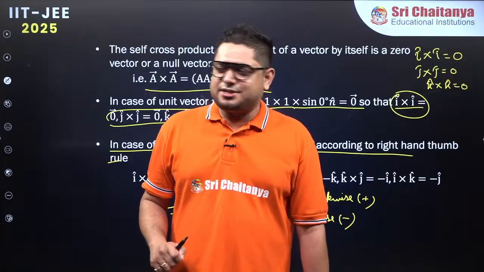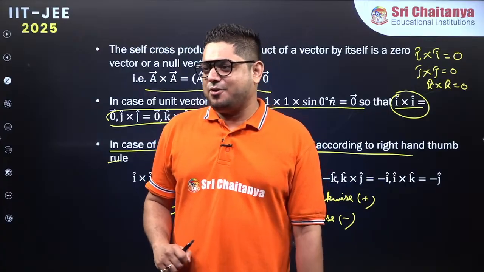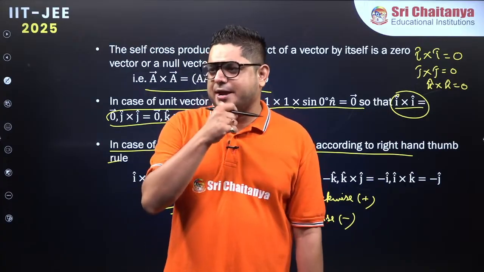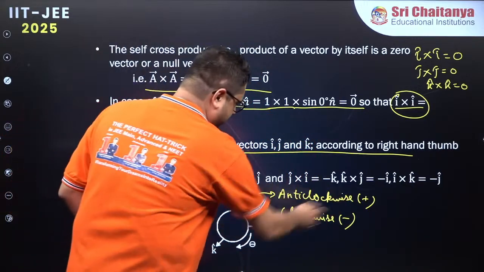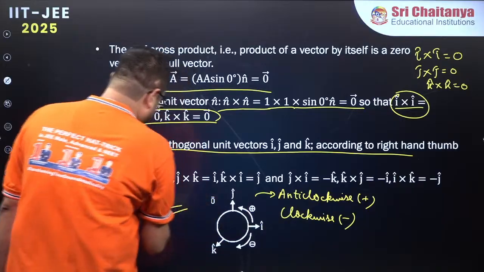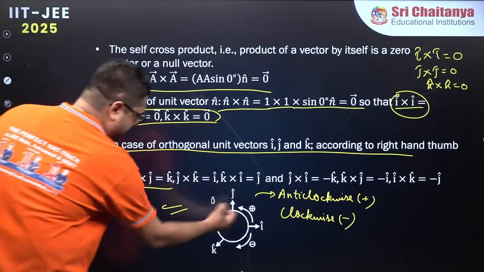So that's the reason. I don't know, Varun, okay, in 10th I think so. Now you can see over here that anti-clockwise is plus, clockwise is negative. So i cap cross j cap gives you k cap. Dikh raha hai na?